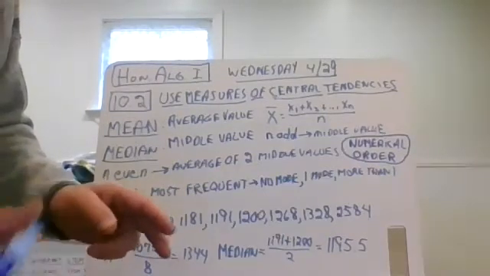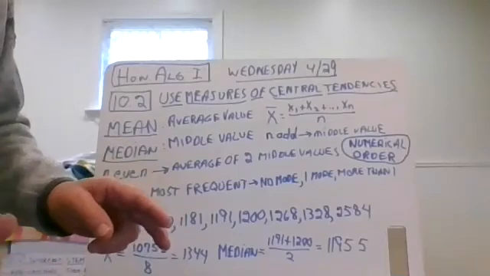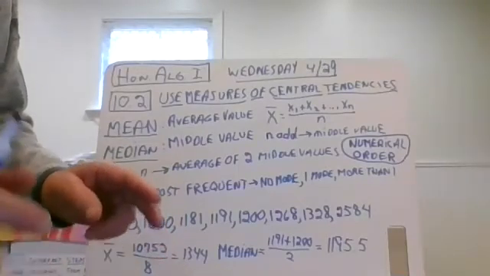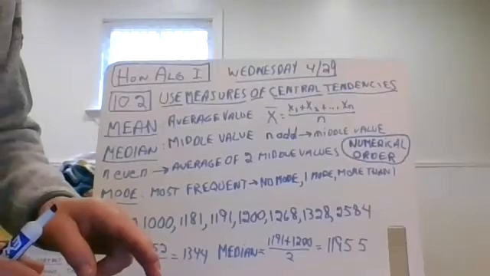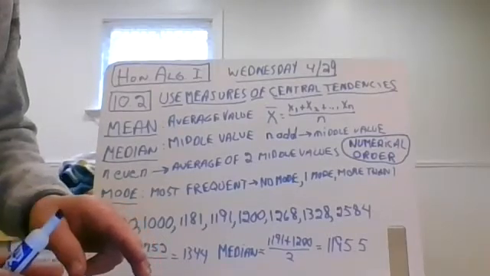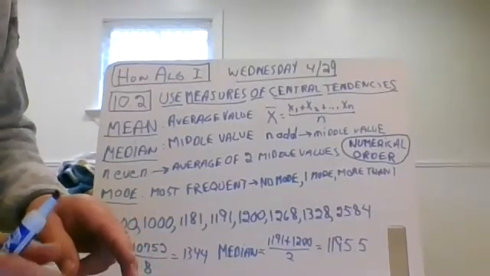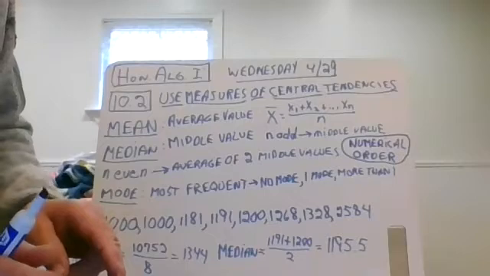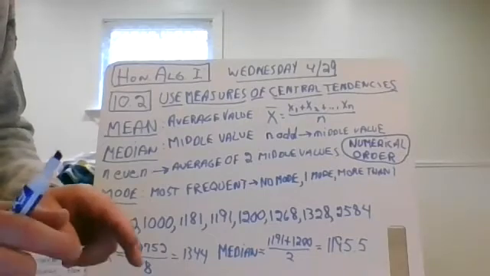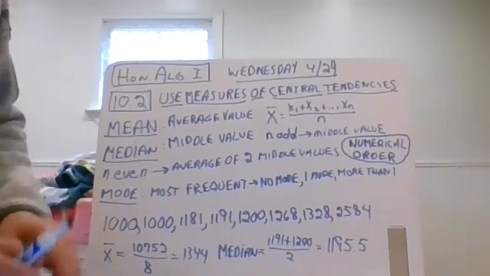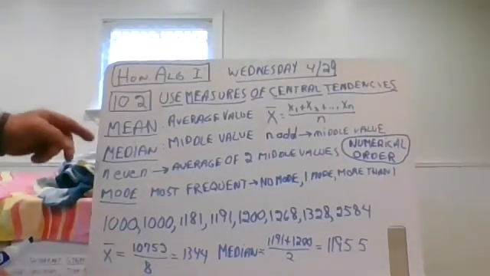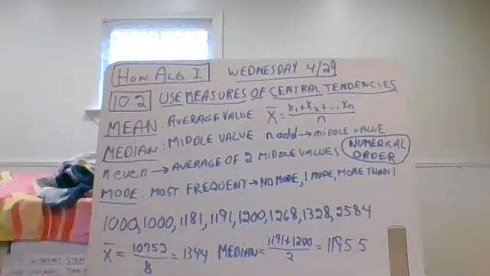Or you could have 3 modes if 3 things were each used twice, and that's the greatest number. Now, if one thing was used twice and one thing was used 3 times, the mode is the one used 3 times. So it's got to be a tie to have more than one mode. Okay, so that's mean, median, and mode.